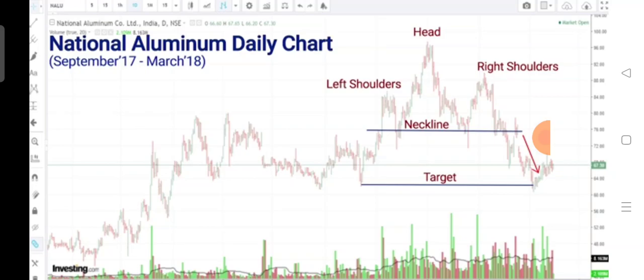But compared to a horizontal neckline or a rising slope neckline, this is another important factor. Nevertheless, once broken down from a head and shoulder, the price can move much lower.